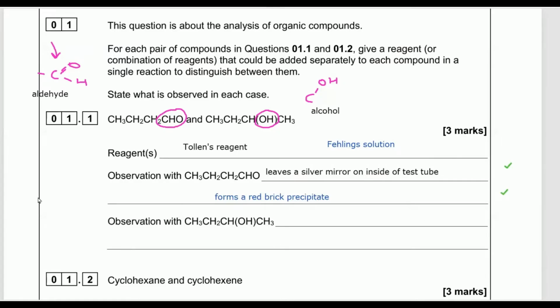Now, what will be the reaction with the alcohol? You can choose either one of these, Tollen's or Fehling's, and you'll get no reaction, and therefore you will not get a visible change, i.e. Fehling's will stay blue and your silver nitrate solution will stay colorless, or your Tollen's. And as I've said again, make sure you get the spelling right. You can see I put a red cross there where the spellings are wrong. So super duper. Now for 1.2, we've got another two compounds.